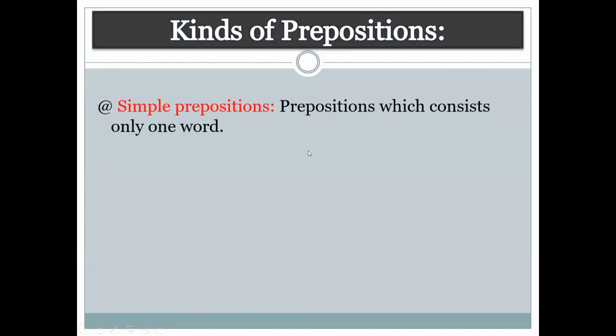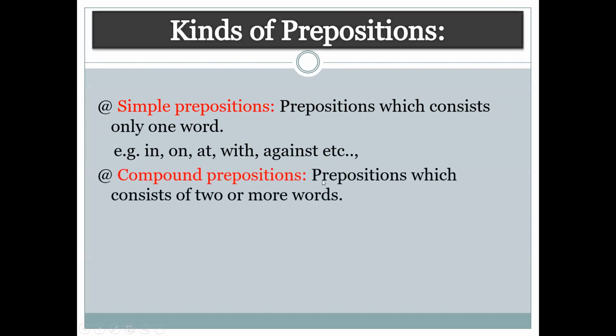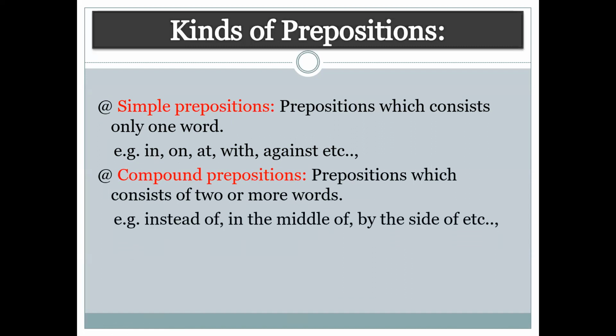Now, kinds of preposition. There are simple prepositions, which consist of only one word. In, on, at, with, against, one-word prepositions, okay? Then you have compound prepositions, which consist of two or more words, like instead of, in the middle of, by the side of, in front of. All these are compound prepositions. That means more than one word is used, but nonetheless, they again talk about position. Position of the noun or the pronoun in a given sentence. So position, yes. Next.